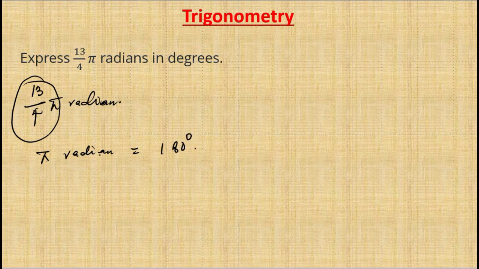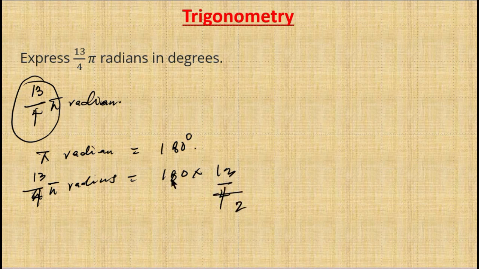Now if 1 pi radian is equal to 180 degrees, 13 over 4 pi radians will be equal to 180 times 13 over 4. 2 here is 2. 2 in 180 is 90. 2 here is 1. 2 in 90 is 45. So 13 over 4 pi radians is the same thing as 45 times 13 in degrees.